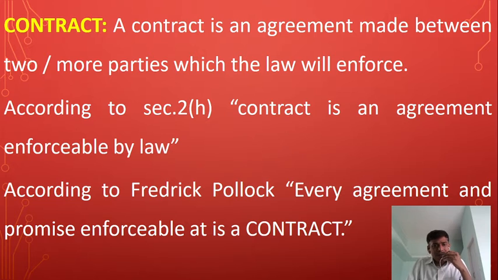Okay, what is a contract and how to define it? Very simple meaning: contract is an agreement. Contract is an agreement made between two or more parties which the law will enforce. This is the meaning, very simple meaning. Contract is an agreement. Agreement is every promise, every set of promises, for each other for consideration. An agreement made between two parties, two or more parties.